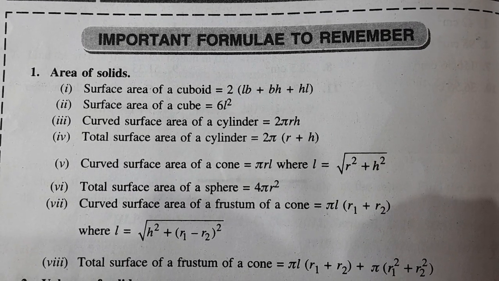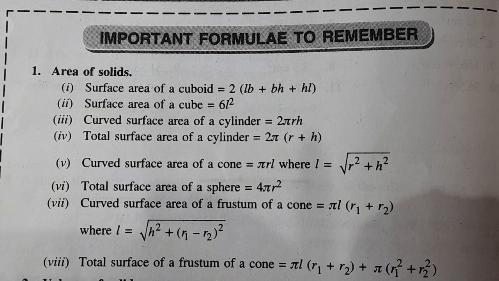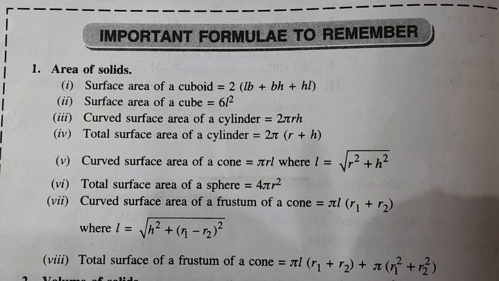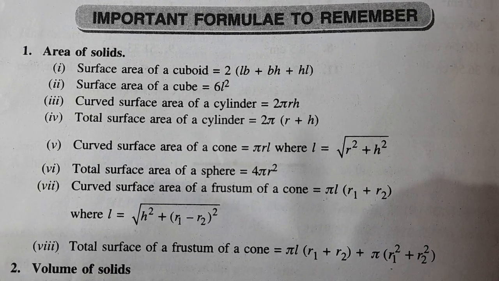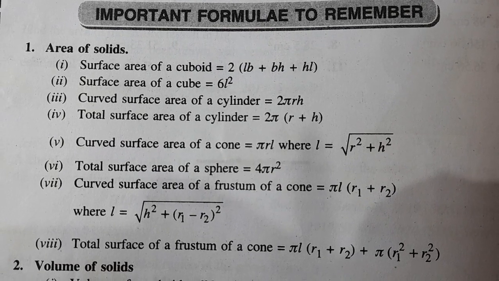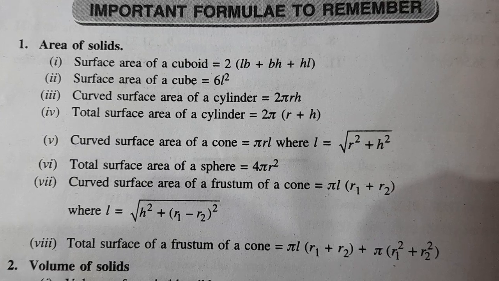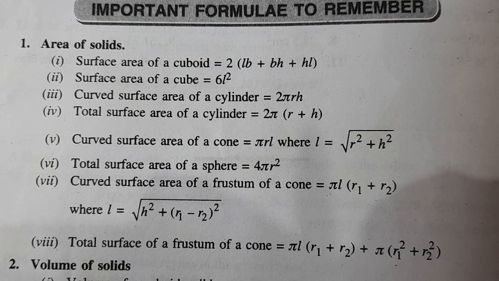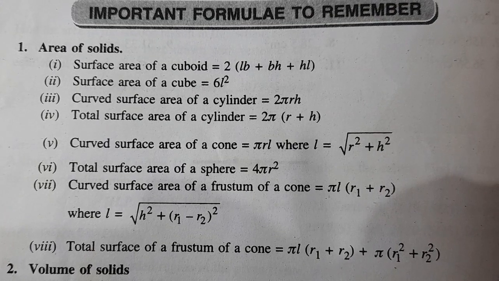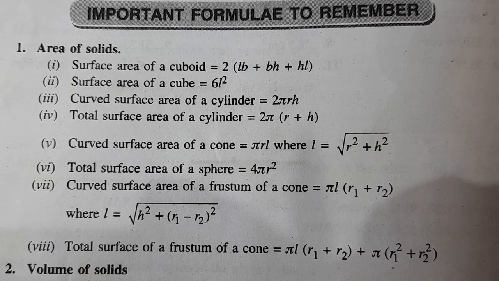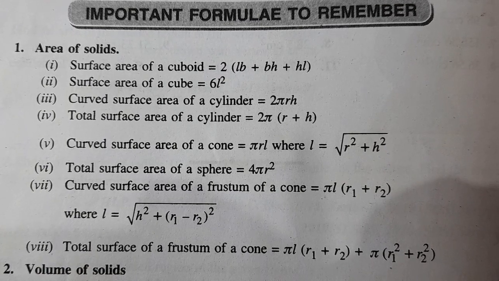Third one is curved surface area of a cylinder. So that is equals to 2 pi RH. Next is total surface area of the cylinder, that is 2 pi R into R plus H. Next formula is curved surface area of a cone, that is equals to pi RL, where L is the slant height of the cone, and that is equals to square root of R square plus H square.